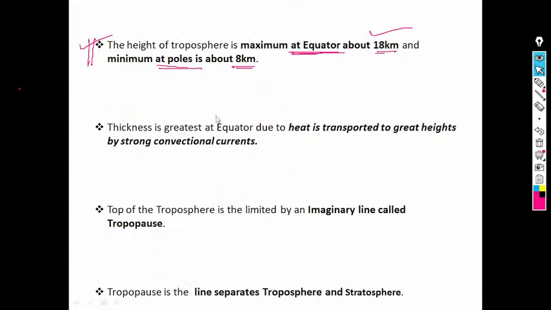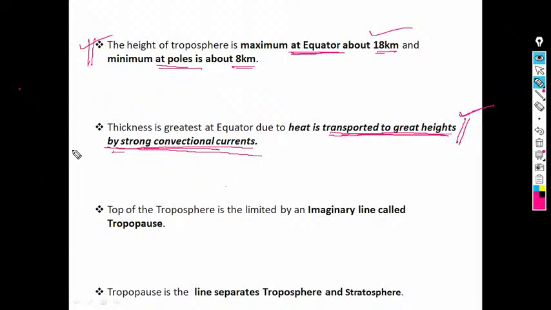Why is it so high? Because the thickness is greatest at the equator due to heat transported to great heights by strong convectional currents. Okay, by strong convectional currents, the heat is transported to great heights.